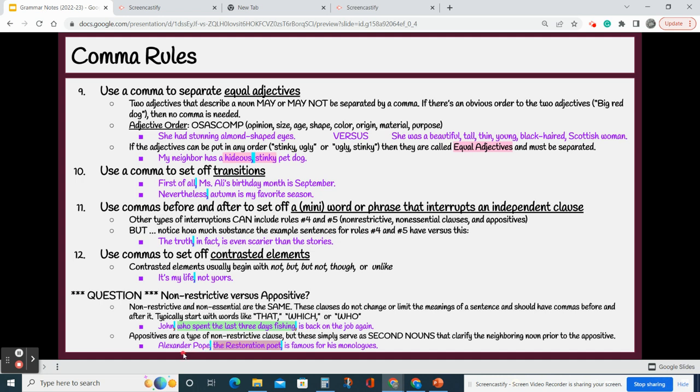That is the critical difference between an appositive and a non-restrictive. Yes, we are getting more information in here, who spent the last 3 days fishing, clarifying what John did. But over here, Alexander Pope, the Restoration poet, this part here is just another noun. It's another noun describing the first noun. That's it. So appositives are always going to be noun plus noun. Non-restrictives are going to give you a wee bit more detail, a wee bit more information.